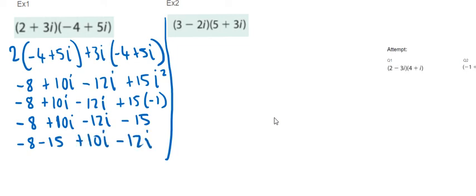So minus 8 minus 15 is minus 23. 10i take away 12i is minus 2i. So final answer then is minus 23 minus 2i. So we just get a complex number as the answer in the general form.